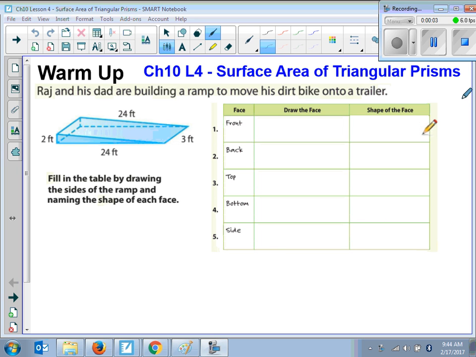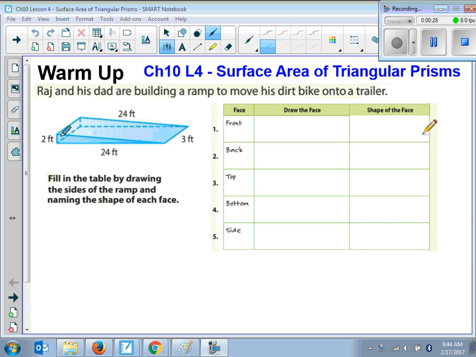Chapter 10, Lesson 4 is surface area of triangular prisms. Now remember, the triangular prism was like the Toblerone box, right? So here it says Raj and his dad are building a ramp to move his dirt bike onto a trailer. It says fill in the table by drawing the sides of the ramp and naming the shape of each face.